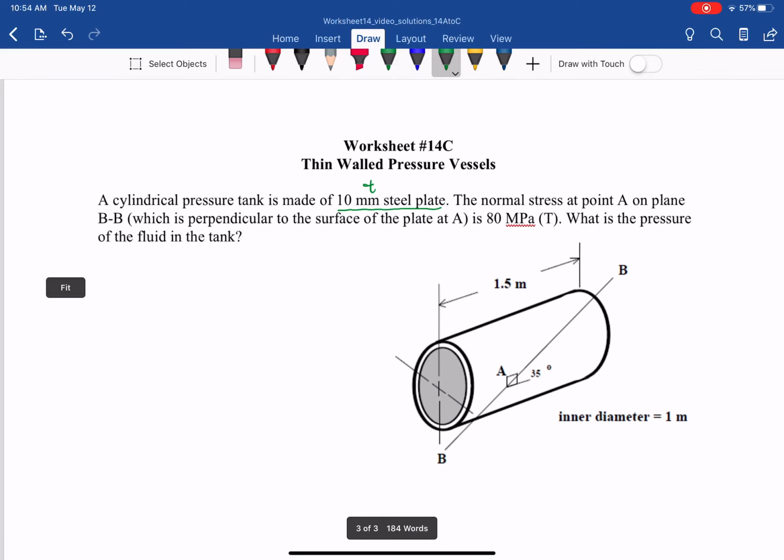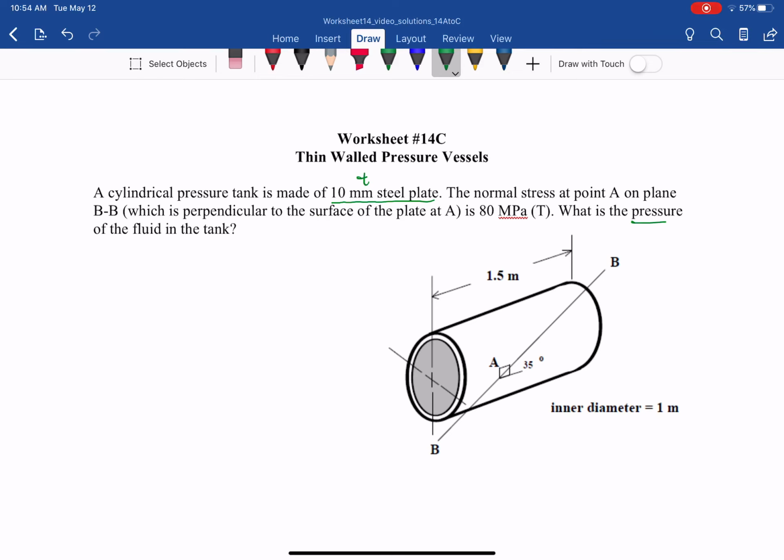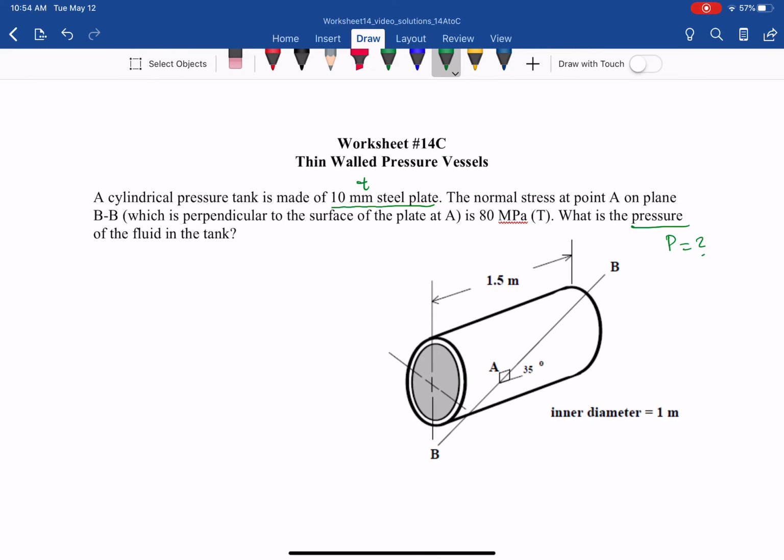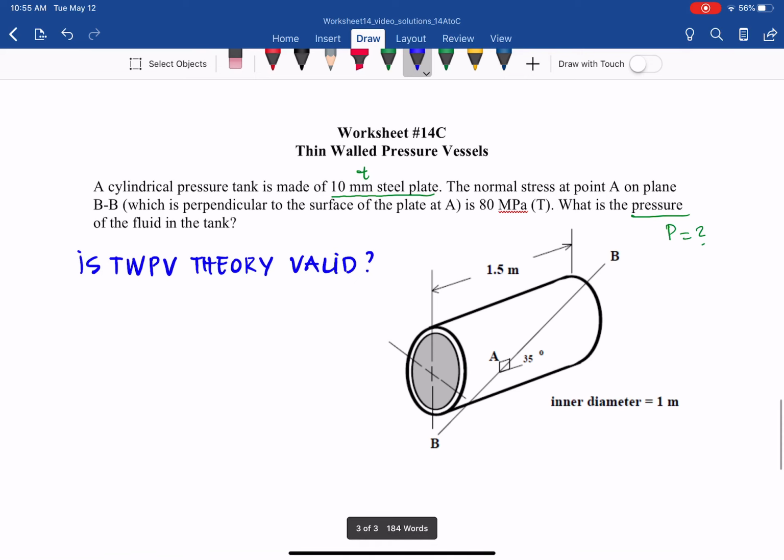That is the question asked. What is the pressure of fluid? What is P in here, the internal pressure of fluid. So first we need to verify whether the single pressure vessel theory is valid. Even if the question doesn't ask, just to be safe, we check before we apply it.